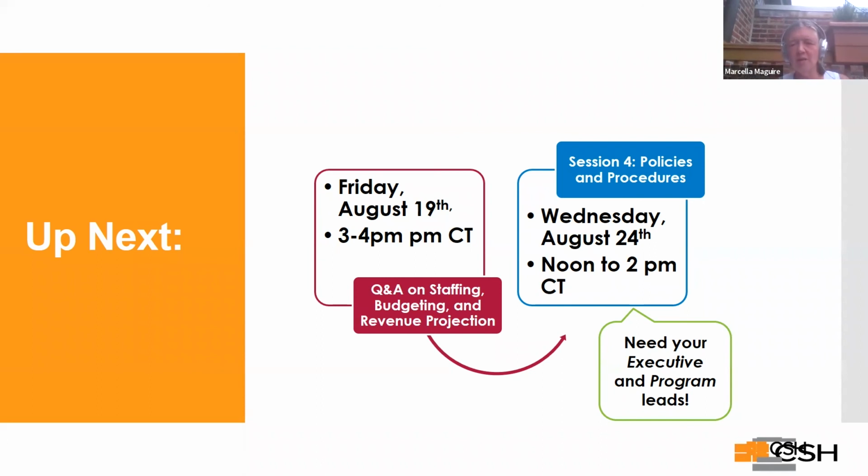CSH has built out a template for housing related supports. We're working on adapting that template for other related services, but it'll give you some ideas about what needs to be covered in your policies and procedures. If you're a small agency just starting out, it can be your start and you can adapt it. If you're a large agency, you already have policies and procedures manuals, so think about what you need to add. We need your executive and your program leads for next week.